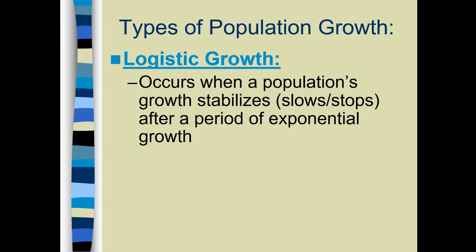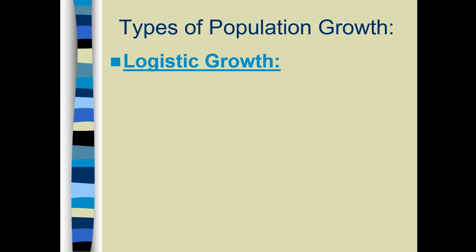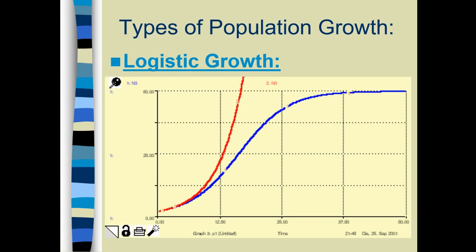Let's talk about logistic growth, which is a more realistic pattern of growth. This is when a population's growth stabilizes, slows down, or stops after a period of exponential growth. When logistic growth is hit, the birth rate equals the death rate, and immigration is equal to emigration. There's just not a lot of growth happening in that population anymore. I like this graph because the red shows our original type of growth, where the population just keeps getting bigger and bigger. The blue line shows more realistically what happens with logistic growth: we get this leveling off of the population.